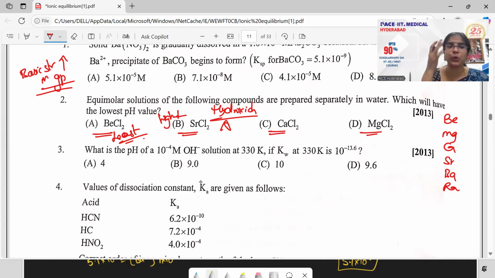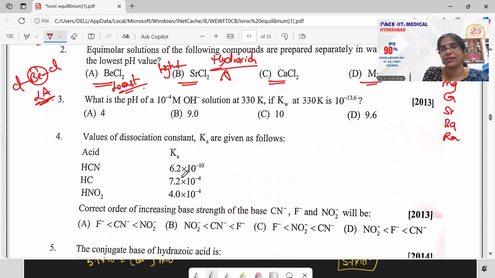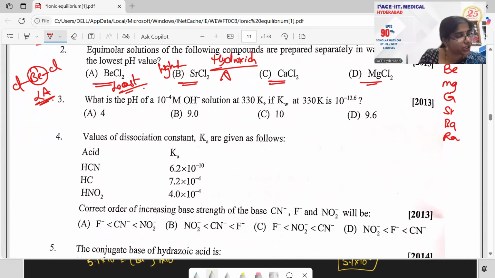So even if we don't know the basic strength trends in the group, that is also completely fine because BeCl2, as you know, do you see this as a Lewis acid? Because it is an electron pair deficient species. Whichever is electron pair deficient will want a pair of electrons and it is acting as a Lewis acid. And as you move on in the group, the acidic strength decreases, obviously basic strength increases then, right? So that is also one way you can go, on the Lewis acid base concept that we can talk about, right?